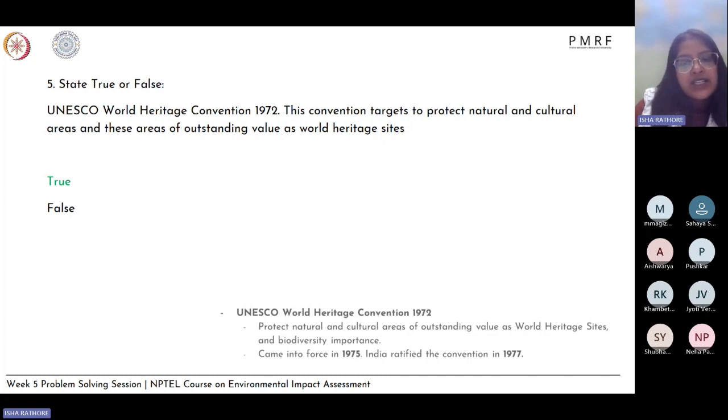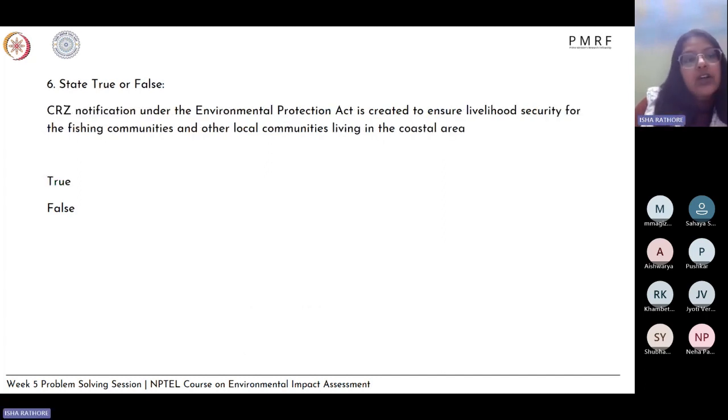That is the UNESCO World Heritage Convention of 1972. It protects the natural and cultural areas of outstanding value, such as World Heritage Sites and sites which are of biodiversity importance. So the statement is true, and it came into force in 1975, but India ratified this convention in 1977. Okay. So moving on to the next question.